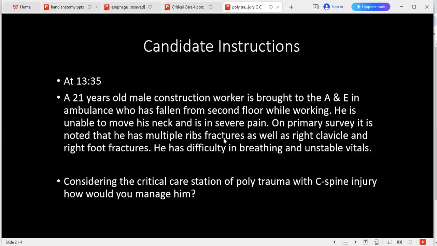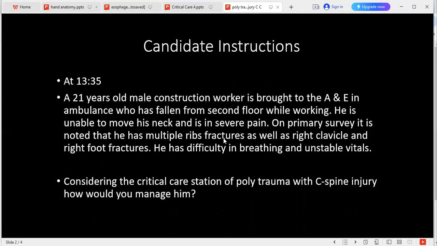What is the ideal situation where you have to insert? It is the fifth intercostal space, mid-clavicular line. Sorry, mid-axillary line. Now you are correcting. Okay. Right. Then what would you do?